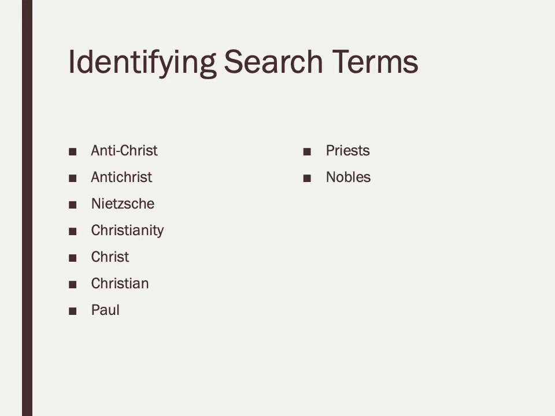So again, nobles might be a term that you could use in a secondary way. So you might want to look at Nietzsche's ideas of priests and nobles, but to make sure that you're also searching for Antichrist at the same time, so that you're tying it in to how it's relevant to the Antichrist, rather than then being pulled in a different direction of looking at Nietzsche's work on priests and nobles.